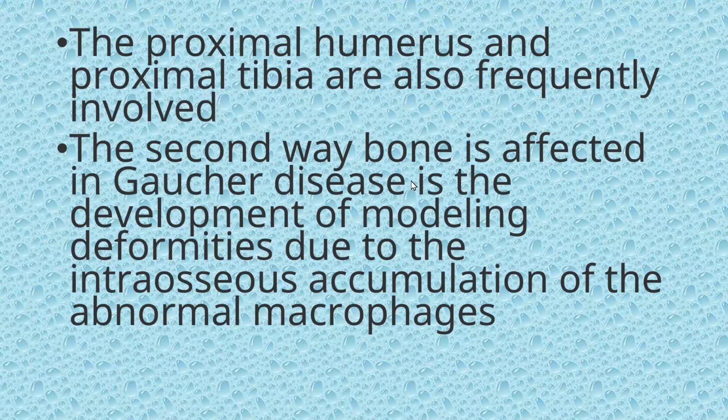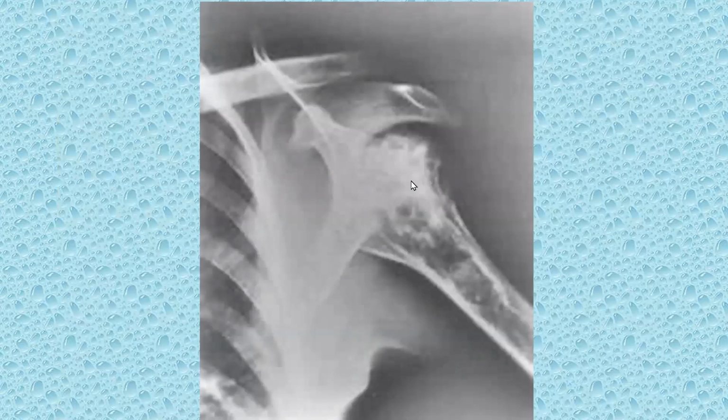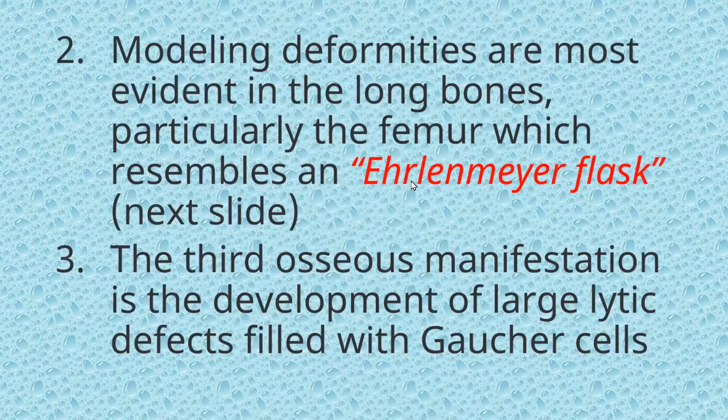The second way bone is affected in Gaucher's disease is the development of modeling deformities. And this is a modeling deformity due to intraosseous accumulation of abnormal macrophages. It does affect the shoulder. And you should distinguish this from other causes like Caisson's disease. You have to keep this in mind. This is another shoulder, the proximal humerus, which is involved. Modeling deformities, as I mentioned, are most evident in long bones, particularly at the distal end of the femur, and this resembles an Erlenmeyer flask deformity.